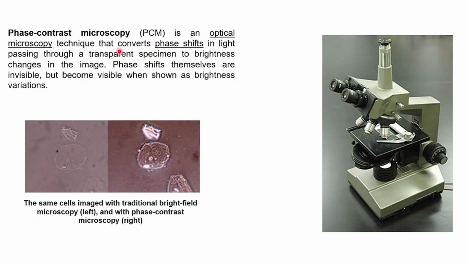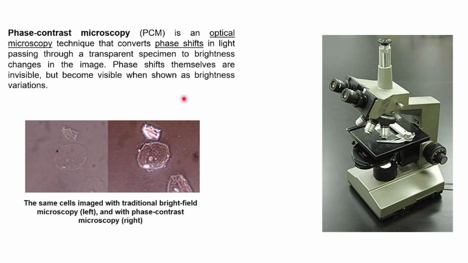So what does phase contrast microscopy do? It's an optical microscopy technique that converts phase shifts in light passing through a transparent specimen to brightness changes in the image. If we have a specimen, there will be different parts of the specimen. One part will be more dense than the other, so there will be a difference in how light passes through the two parts. This is utilized by phase contrast microscopy, which then gives a visual readout.